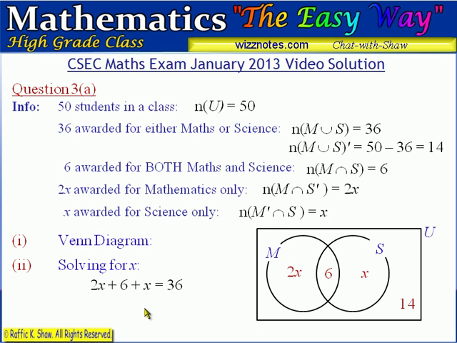And so we can simplify this equation down to 3x equals 30. That is, 2x plus x is 3x here, and then we subtract 6 from both sides, and the result is 30 on this side, since 36 minus 6 is 30. And then when we divide both sides by 3, the result is x equals 10. And that's the answer for part A of question 3.